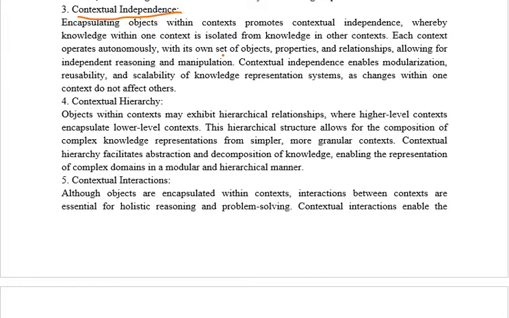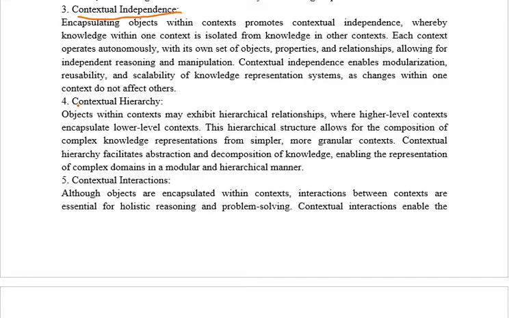Suppose we have the same information from one context to another context, by just specifying the domain name, we can use it in the next context. No need to write the entire information again in the next context. By specifying the name of the context, we can use it in the other context. So they are talking about the reusability and the scalability of knowledge representation systems. They will not affect others. That's why the context should be independent from one context to the other context.